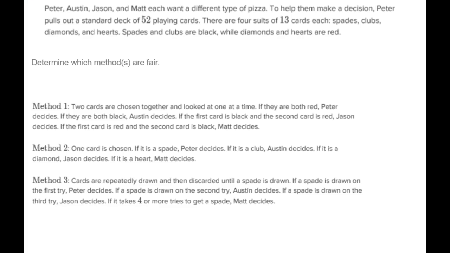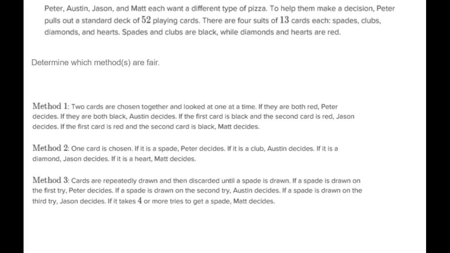Method 1, 2 cards chosen together and looked at one at a time. If they are both red, Peter decides. If they are both black, Austin decides. If the first card is black and the second card is red, Jason decides. If the first card is red and the second card is black, Matt decides.